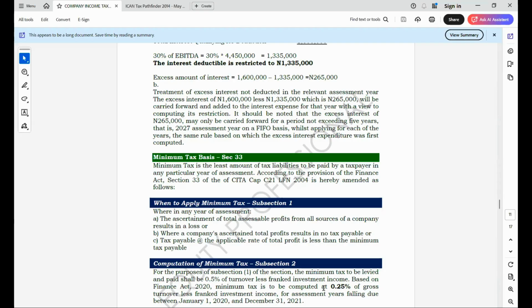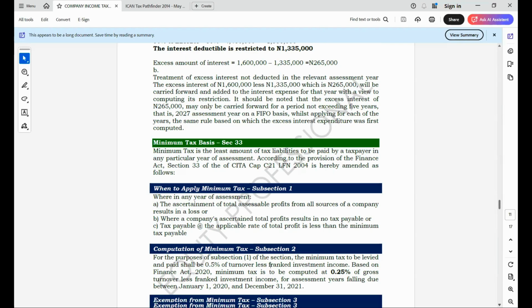Also, the minimum tax was reduced to 0.25%. Instead of using 0.5%, you can also adopt 0.25% in certain years of assessment, for 2020 and 2021 years of assessment. This is due to the occurrence of COVID-19. This was our year of COVID-19, so the government wanted to reduce the effect of COVID-19. So the minimum tax for those periods is reduced to 0.25%. Please, when the year of assessment is either 2020 or 2021, we are not going to use 0.5%, we are going to use 0.25% as the minimum tax rate.